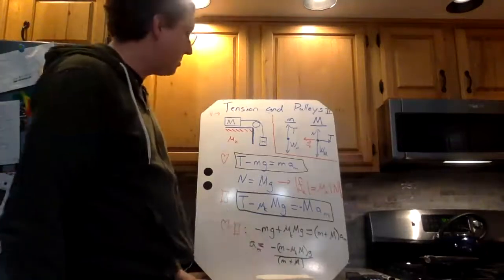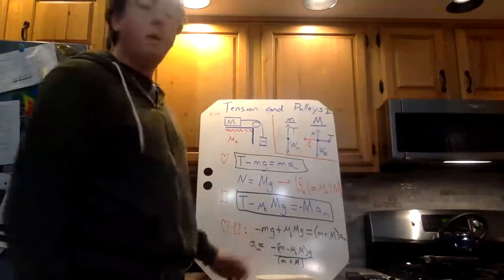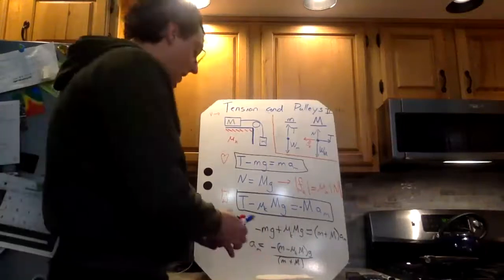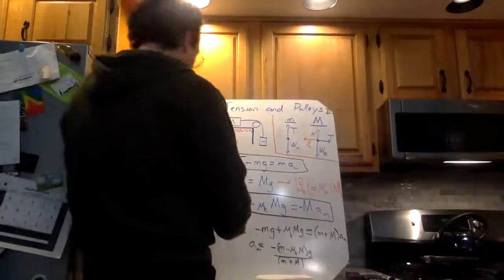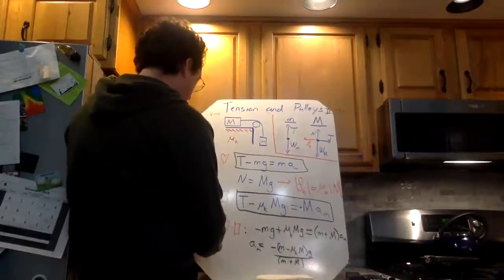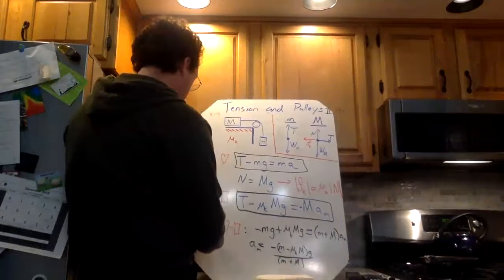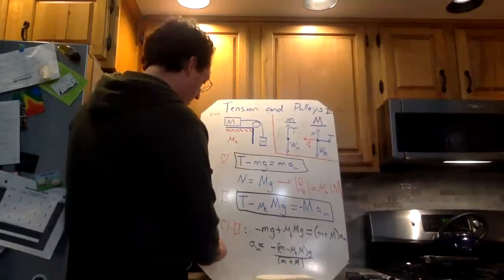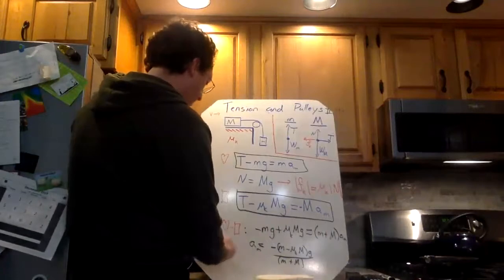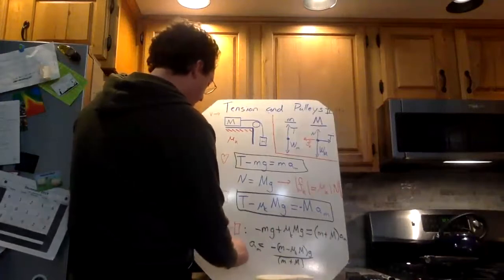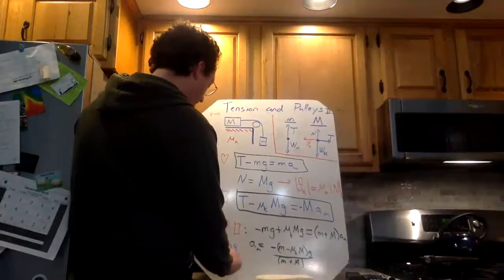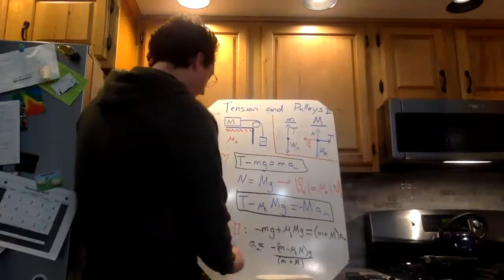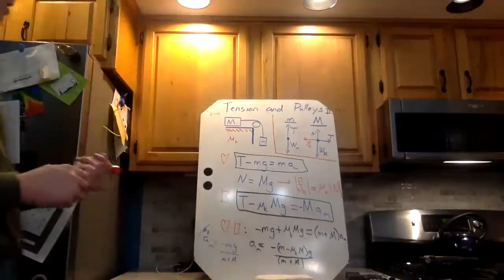Now I regrouped it this way, basically because it mimics what we found last time. Last time we had the following formula, that the acceleration with no friction, so there's no friction here, then we found the acceleration was minus little m g over big M plus little m.